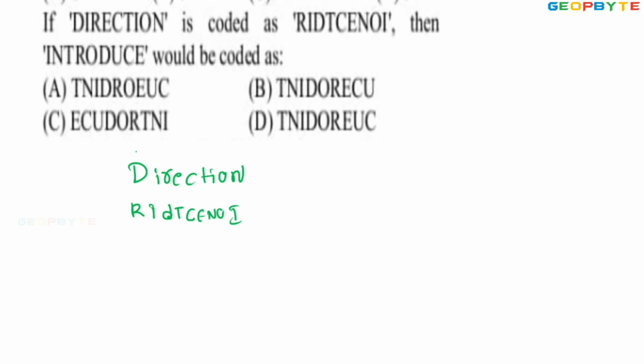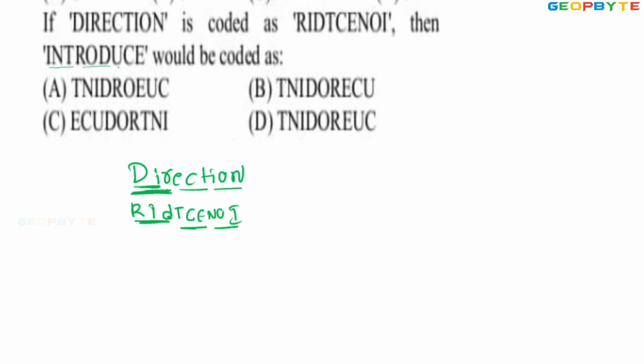You can observe here DIR, it becomes RID. So first 3 letters interchange. First 3 letters order reverse. RID. ECT, so CTCE. NION, so NOI. So 3 letters order, okay, reverse order. Now what is the logic here?